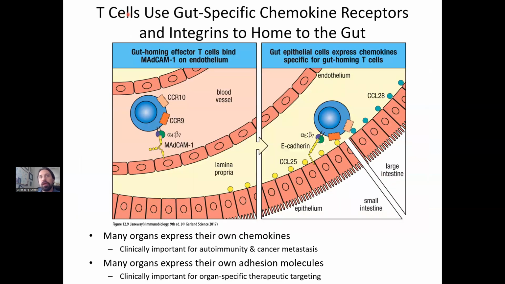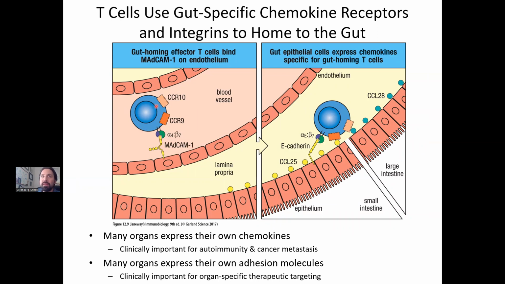So this is important, again, in the gut. Here is the blood vessel, and what we have are integrins. This is an alpha-4 beta-7 integrin, which binds to the mucosal cell adhesion molecule, MAdCAM. This is one of the mucosal cell adhesion molecules that's expressed here.